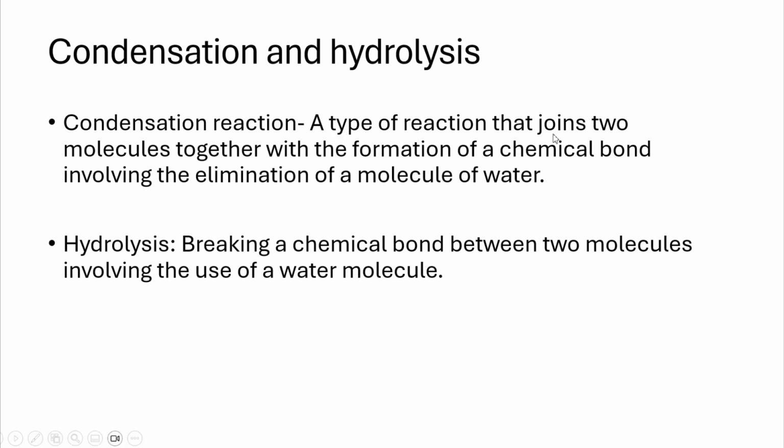A type of reaction that joins two molecules together. So we're joining two monomers together, forming a chemical bond between those two monomers, and it's also going to involve the elimination of a water molecule. And hydrolysis is the opposite of condensation. For hydrolysis, you're going to break a chemical bond between two molecules using water. You're putting the water that got eliminated back in to break that chemical bond and split the polymer into what it's made of.